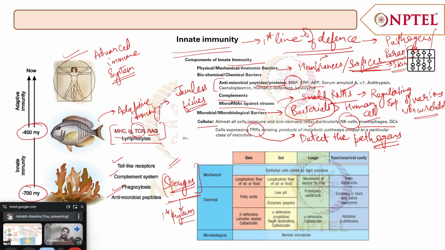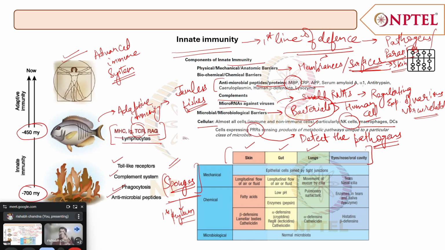So here is the distinction. We have the skin, the first line of defense, then we have the gut, the lungs, the respiratory tract, then we have eyes, nose, and the oral cavity. All these things are the most exposed parts of the body.